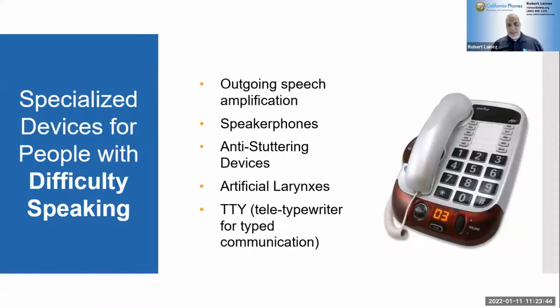For people that have difficulty speaking, some of our phones have what we call outgoing speech amplification. I talked about amplification so you could hear, right? The louder you need it, you could do that. But there's also people that have some speech impediments, and their voice may not be as strong as it used to be. So some of our phones also offer amplification for your voice as well. We have some anti-stuttering devices. We have artificial larynxes as well.